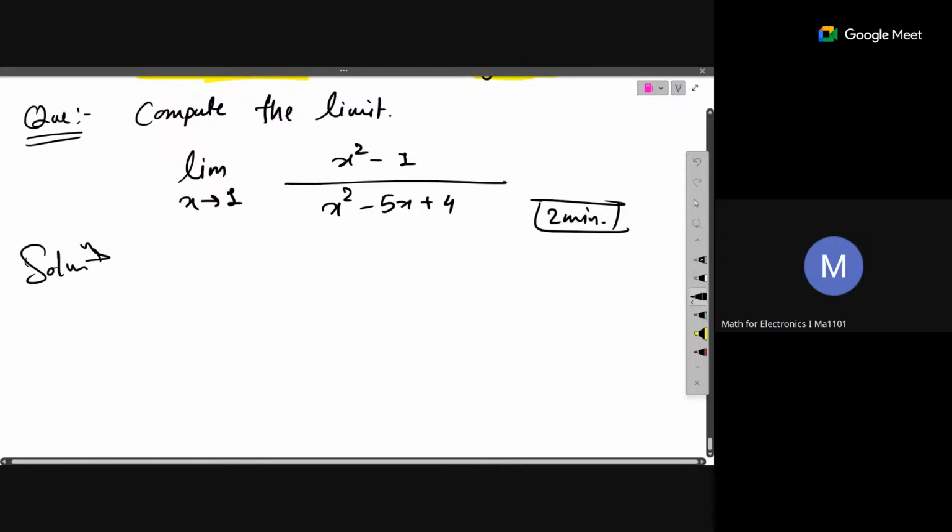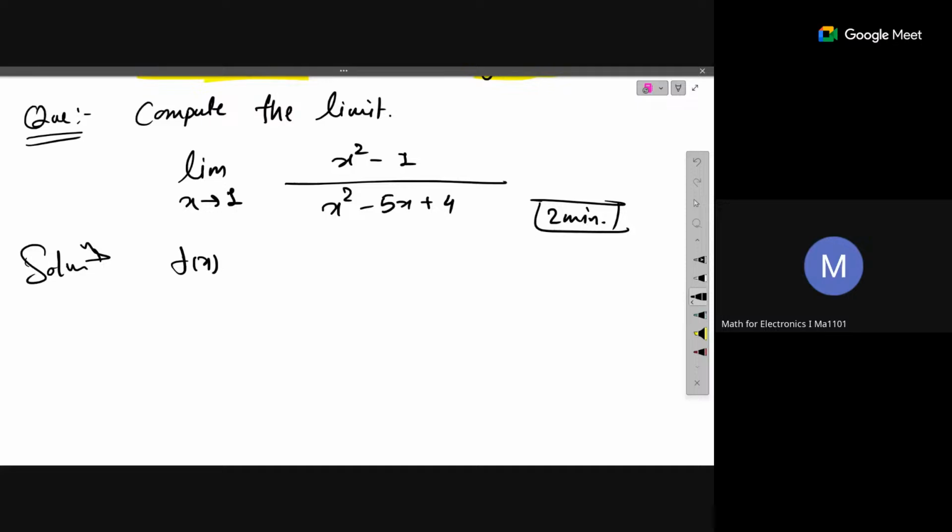Yeah, so it's a simple question. Let's try to solve it. So here, these two functions you can consider f of x and g of x. So f of x is nothing but x square minus 1, and g of x is nothing but x square minus 5x plus 4, right?